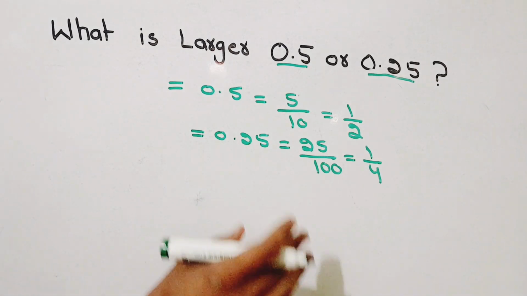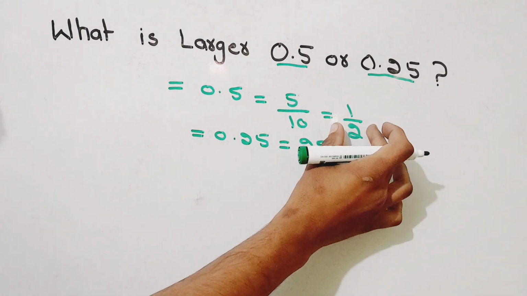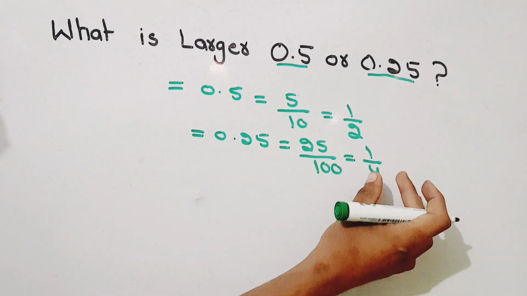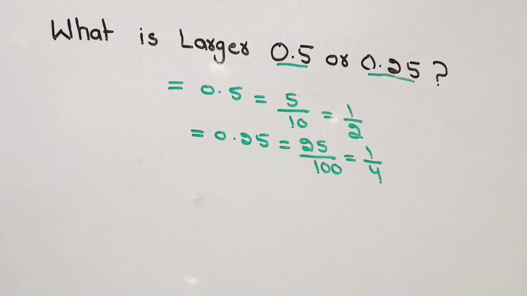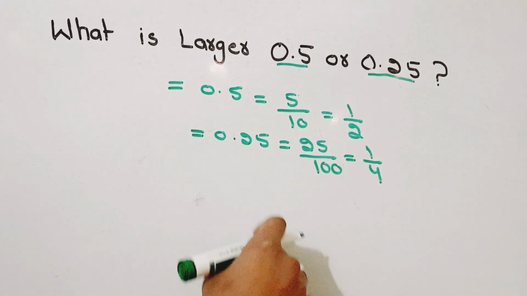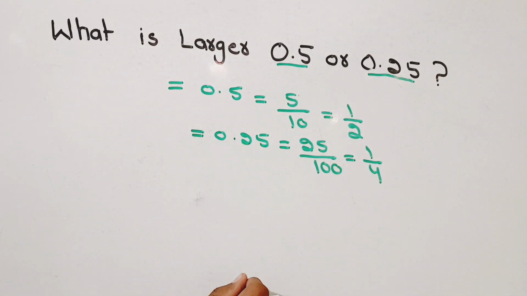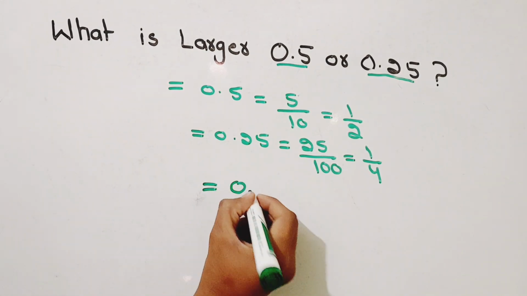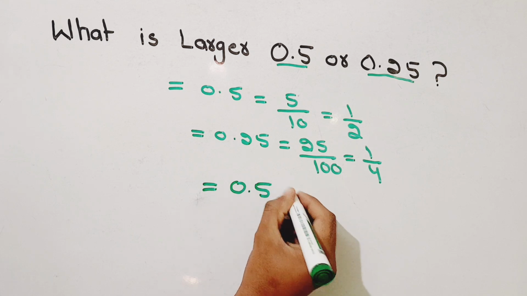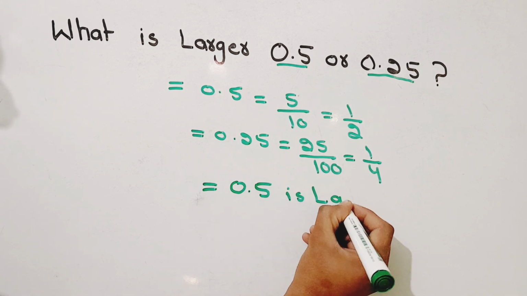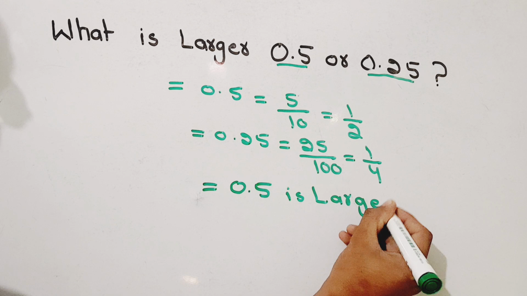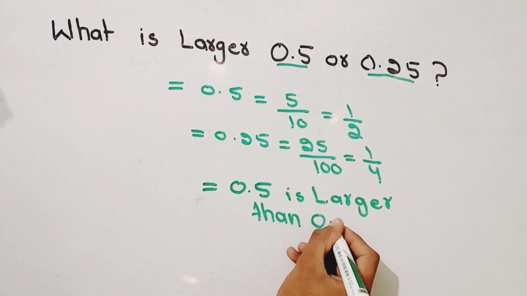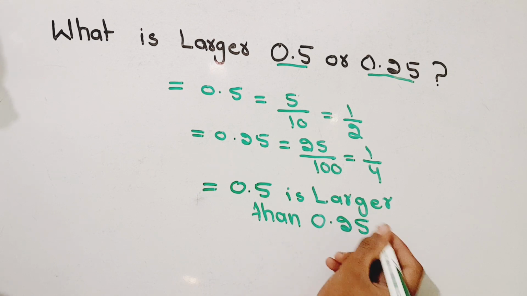This means that 0.5 is half part of an object, and 0.25 is one fourth part of the object. So half of the object is larger than the fourth part of the object. So we write that 0.5 is larger than 0.25. Simple.